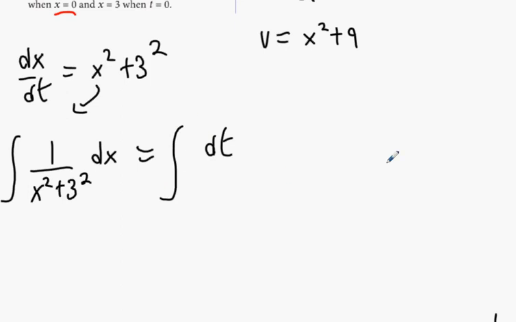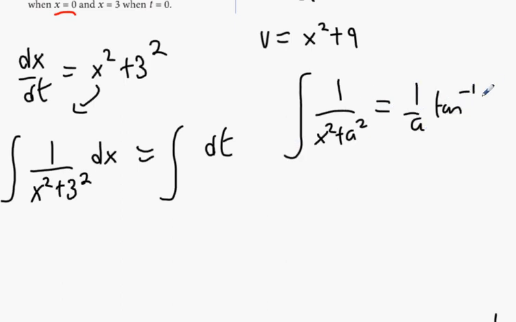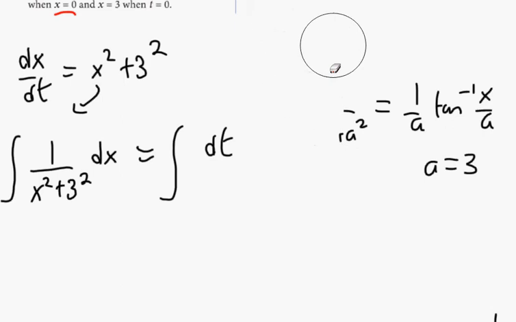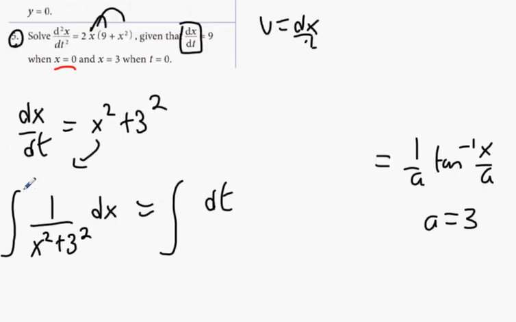Okay, when you integrate it, when you have 1 over x squared plus a squared, when you integrate this, it turns into 1 over a tan inverse x over a. In our specific question, the a value is 3. So with an a value of 3, we're going to work this. I still haven't put in my limits. X here, t here on the bottom. 3 and 0.